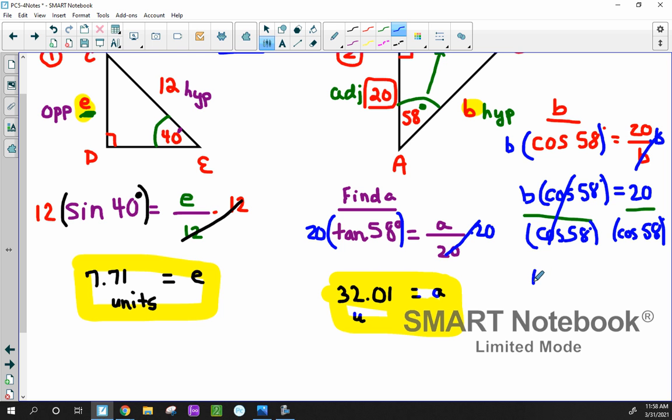Cosine 58s cancel, and so now you have B equals, and you will enter this into your calculator. And again, make sure it's in degree mode. 20 divided by parentheses, always use parentheses, cosine, and then 58 degrees. And if you entered that correctly, you will get 37.74. And that is units.